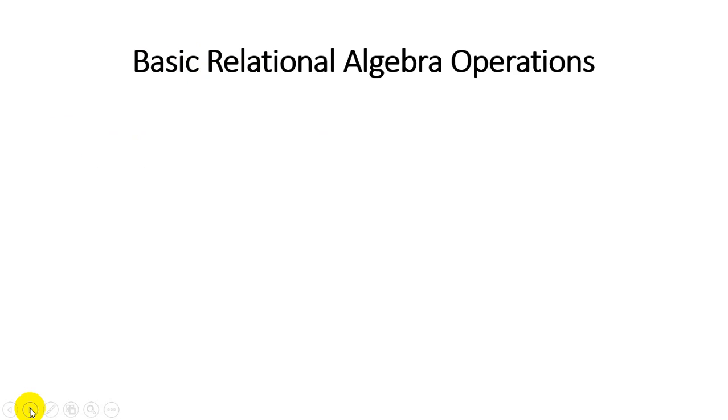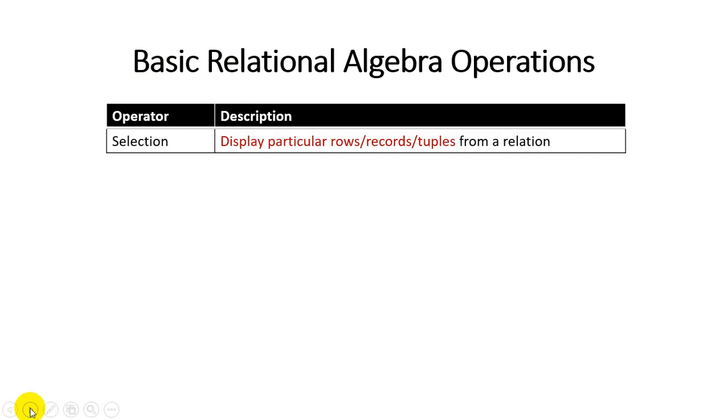I will give you a summary of the different types of relational algebra operations, and then we will discuss two operations. Start with the selection operation. The selection operation is used for displaying particular rows, records or tuples from a relation.